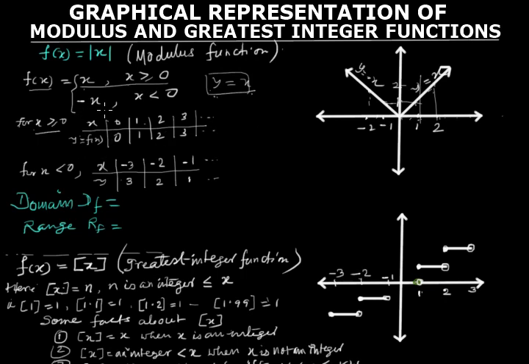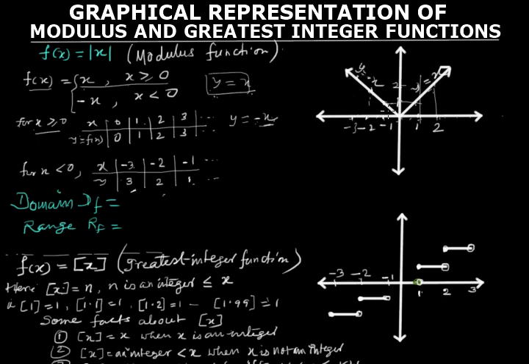Now if we take the negative values, here y equals minus x. When you put x equal to minus 3, minus of minus 3 becomes 3. When x is minus 2, minus of minus 2 becomes plus 2. When you put minus 1, it is plus 1. So when x is minus 1, y is 1. x is minus 2, y is 2. x is minus 3, y is 3.